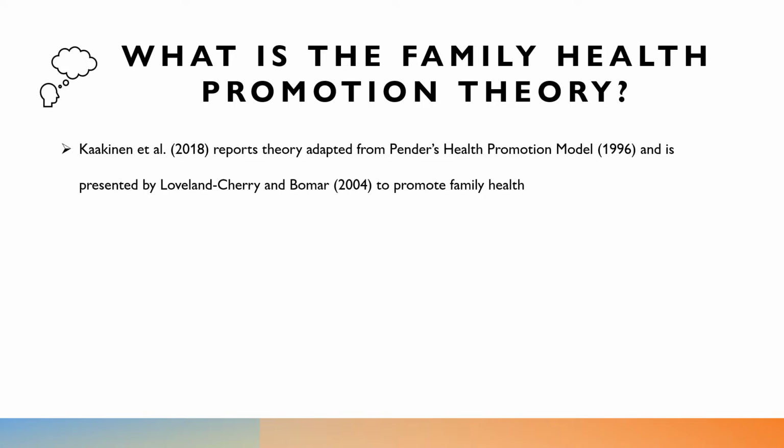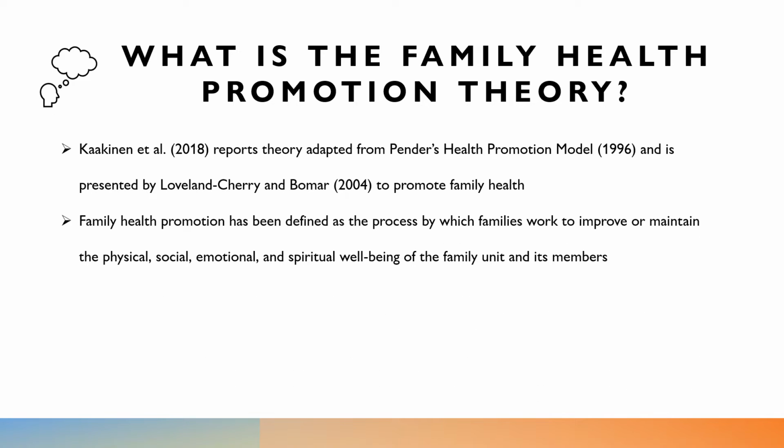So in 2004, Loveland, Cherry, and Bromar presented the theory's application of Pender's health promotion model and centered the family at its core instead of the individual. So whereas individual behaviors affect health outcomes, the family health promotion theory points out that the family as a unit influences behaviors that result in either positive or negative health outcomes and quality of life. This health promotion theory focuses on physical, social, emotional, and spiritual well-being of the family unit and its members.